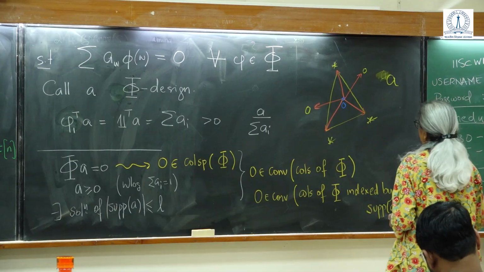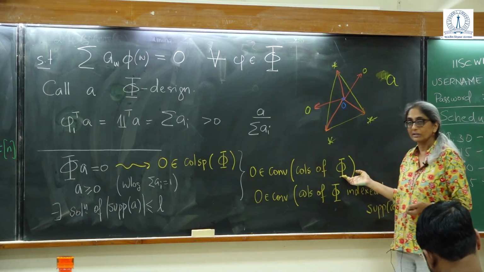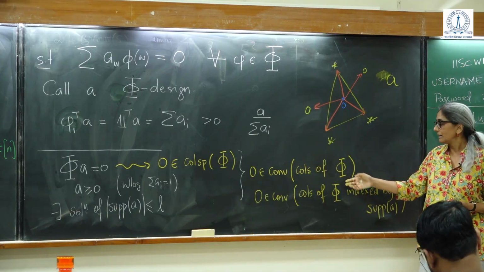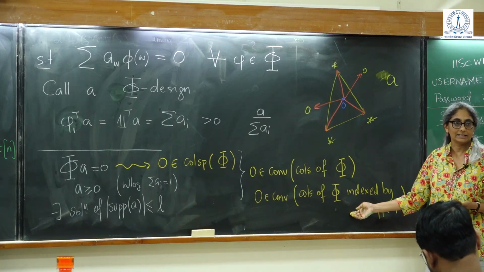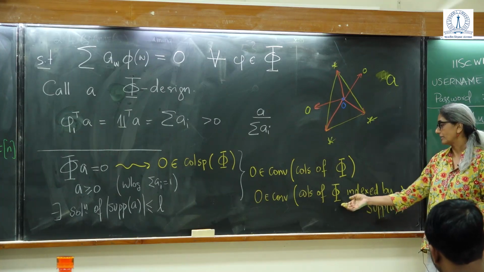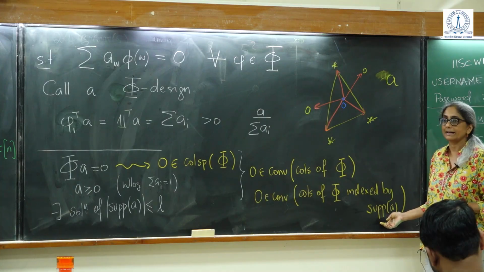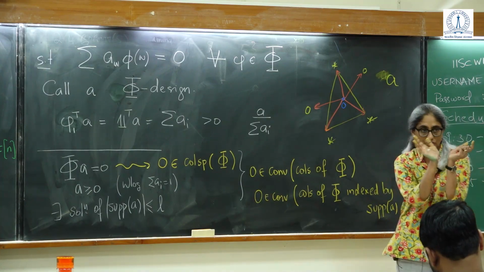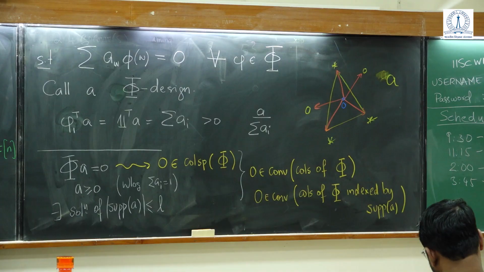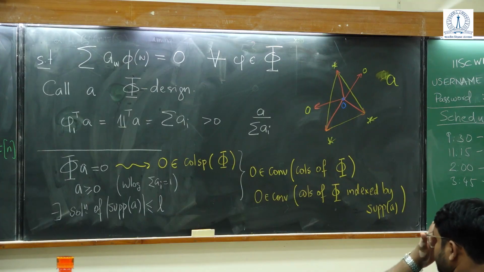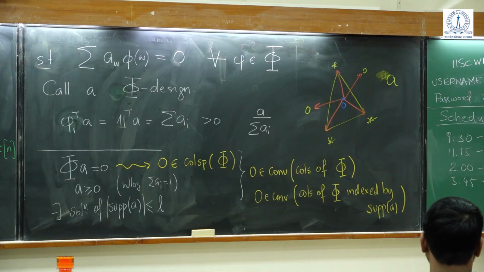So really it is true that it's in the convex hull of all the columns, but this is even better. It's actually in the convex hull of the columns that are indexed by the support. Just a few columns, okay? So 0 lies in there, good? Being a design is the same thing as saying this: 0 lies in the convex hull of the columns indexed by the support of A.